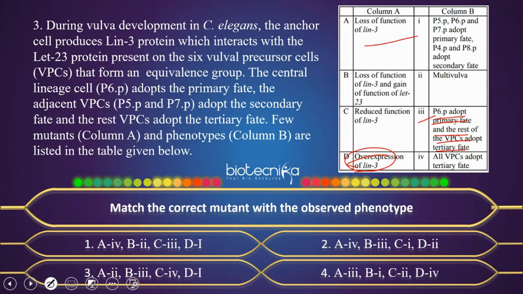Loss of function, only one choice. No primary, no secondary. All VPCs adopt tertiary. And reduced function means what? Yes, P5.p and P6.p will adopt primary fate. But P4.p and P8.p will take the secondary fate because it is reduced. That's why the proper connection could not be made.